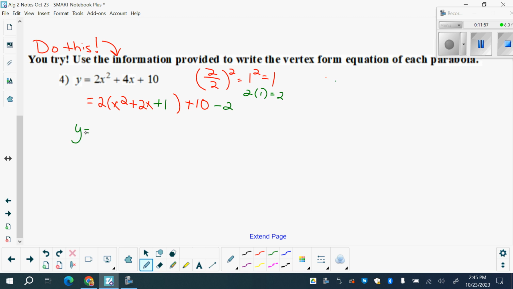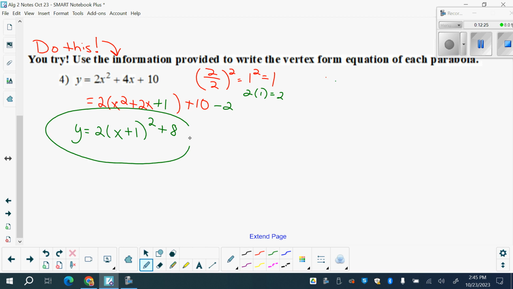Okay, so on this you try. You can bring your attention back up here, please. So on the inside here we added 1. Let me know if you have a question on that. 2 times 1 is 2, so we offset with a -2. So this gives us 2 times (x plus 1) squared plus 8.